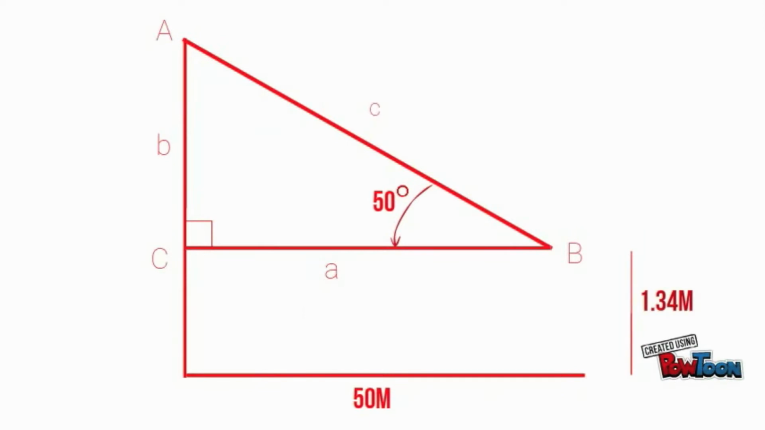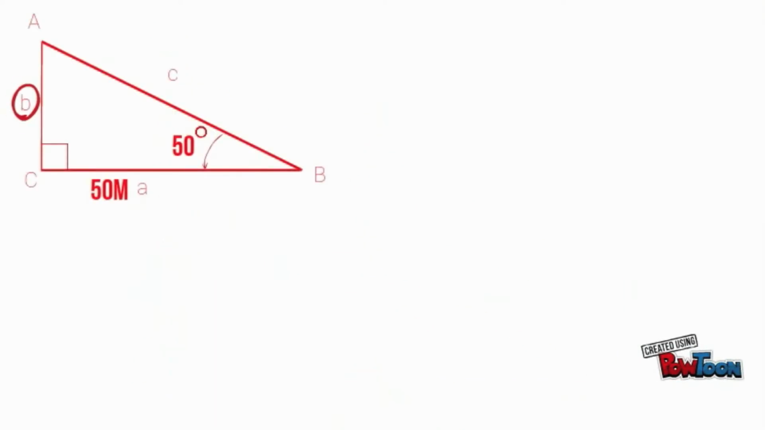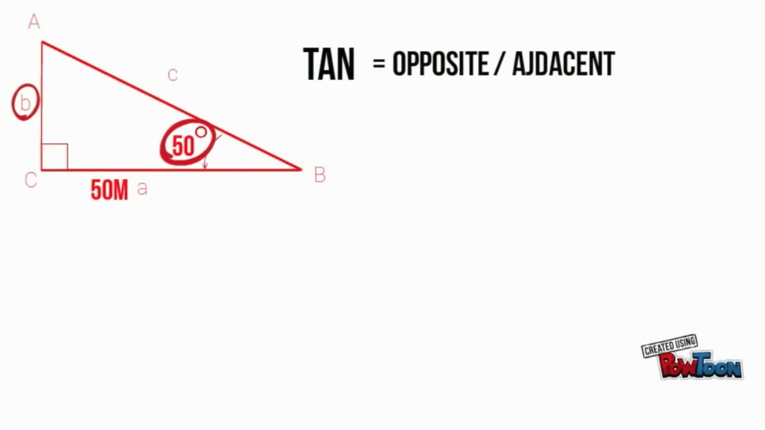Identify all the sides of your triangle using A, B, and C. Now identify what you're looking for, which is B. You're given 50 degrees, 50 meters, and 90 degrees. Now to find B, use the tangent function. Now the opposite of 50 degrees is B, and the adjacent is 50 meters.